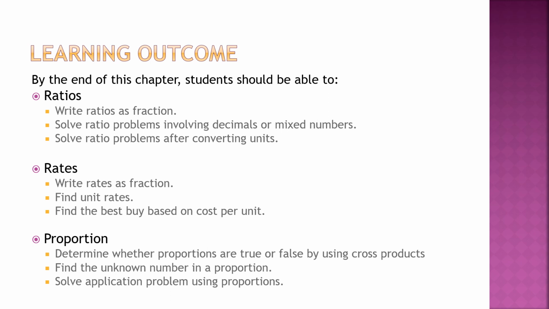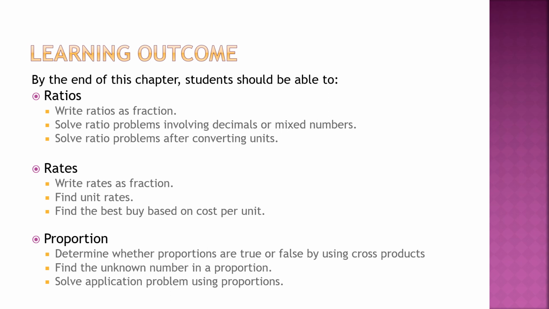Then you have rates. Rates, I will cover in the next video, where you will write rates as fractions again. You will find unit rates and you will find best buy. Of all this, we will be using our calculators. The last part will be proportion. So this chapter is divided into 3. Third part is proportion. So determine whether or not a proportion is true or false by cross multiplying.